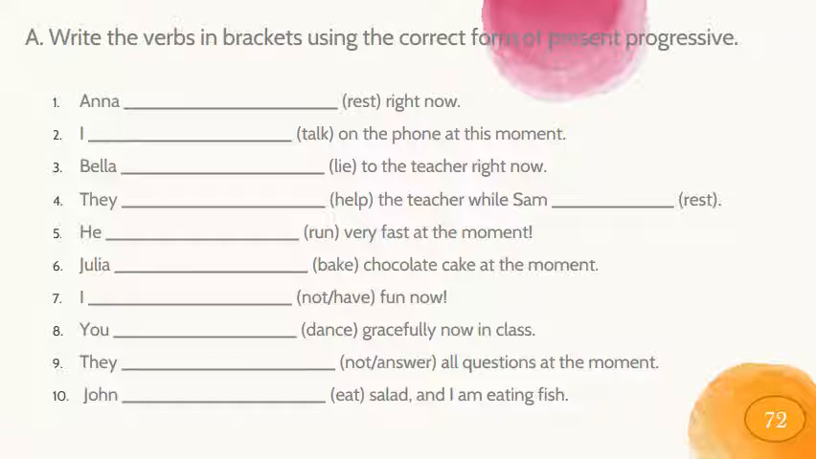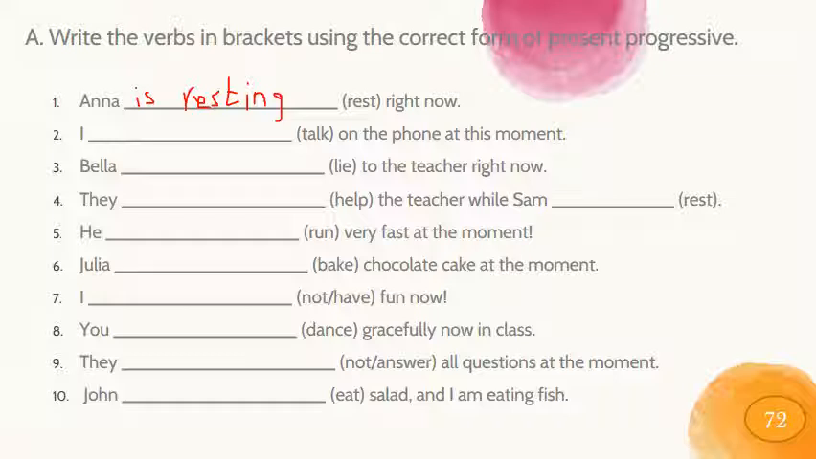Let's have this example. This is exercise A on page 72 in your grammar booklet. Let's write the verbs in brackets using the correct form of the present progressive. Let's see how we can form it. Anna rests right now. So for Anna, we have to use the verb rest. As you know, you have to use the helping verb to be: am, is, or are. Since Anna is a singular noun, we say Anna is, and rest should take ing, so we say resting. We notice that we should not change anything with the verb here, so we just add ing, okay?